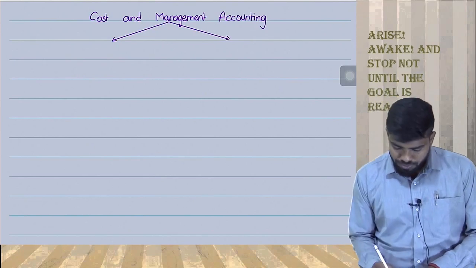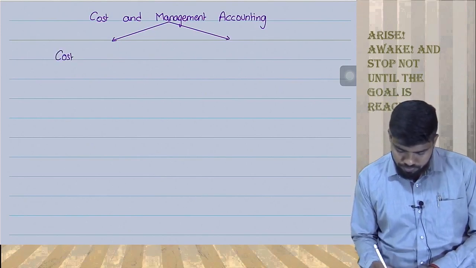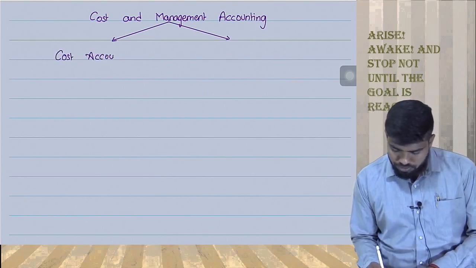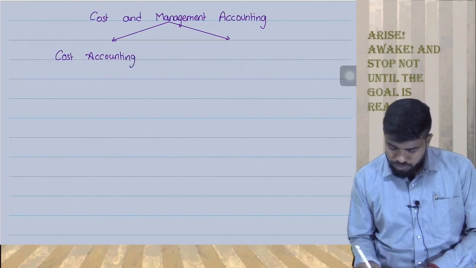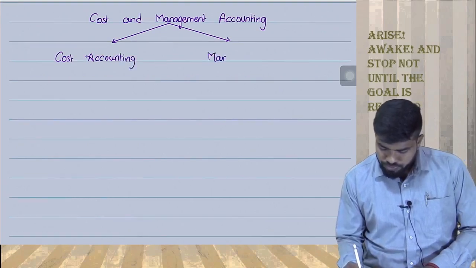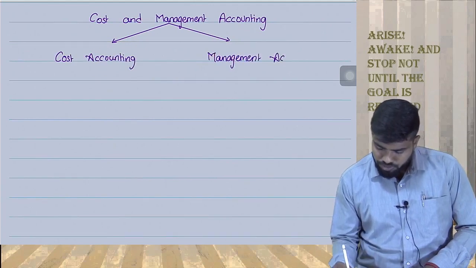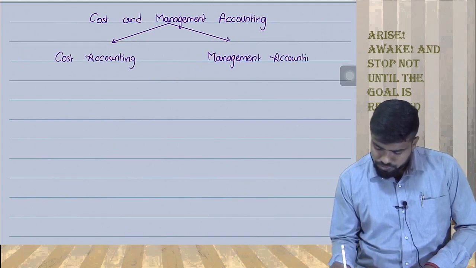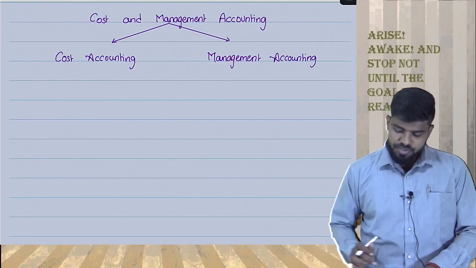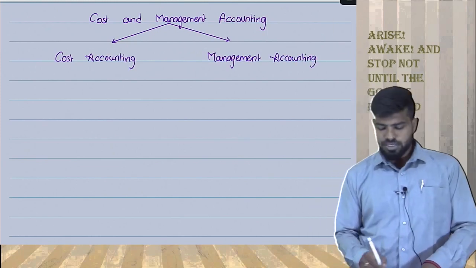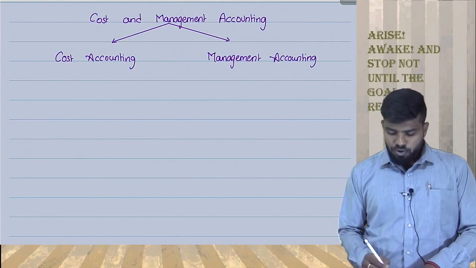What are the two? Number 1, cost accounting, number 2, management accounting. If you see the names of the two accounting systems, in these two, what is common is accounting.